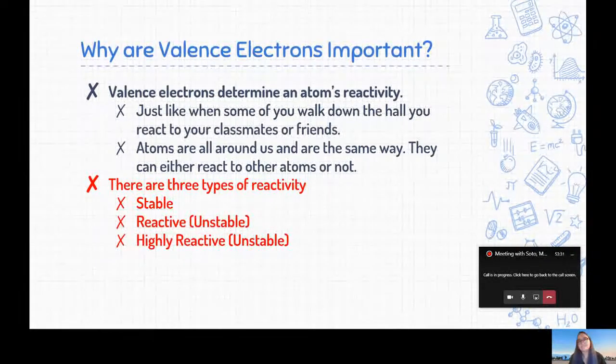And so every person has a different reaction to everything that happens, and every atom of a different element is going to have a different reactivity as well. And that's going to be dictated by the number of valence electrons.